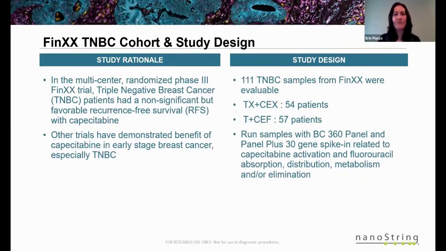There were 111 samples from this cohort, some of which were in the TX plus CEX cohort; these patients were treated with standard of care chemotherapy plus capecitabine. And then in the T plus CEF cohort, these patients were treated just with the standard of care chemotherapeutic cocktail. All of these samples were run with the BC360 panel and an additional panel plus option that included biology related to capecitabine specifically. And since capecitabine is related to fluorouracil, they included quite a bit of that biology as well.